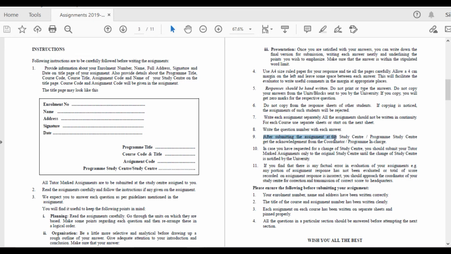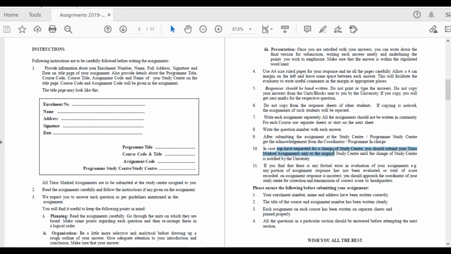Now, after submitting the assignment at the study center, get the acknowledgement. In the previous video, where I shared the assignment format and how to write your assignments, I have shared the acknowledgement sheet, that is the receipt document. That acknowledgement receipt needs to be signed by the study center when you submit to them. So your sign and their sign will be there on the acknowledgement.